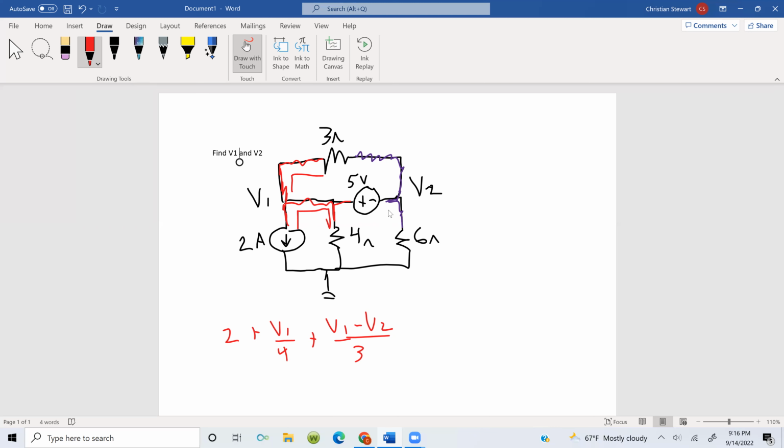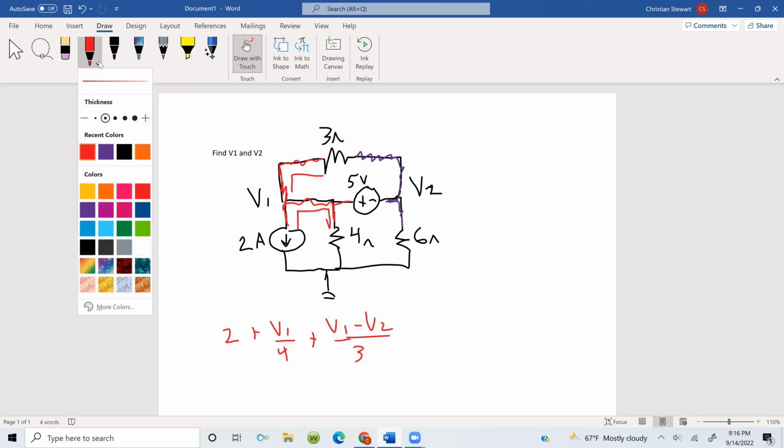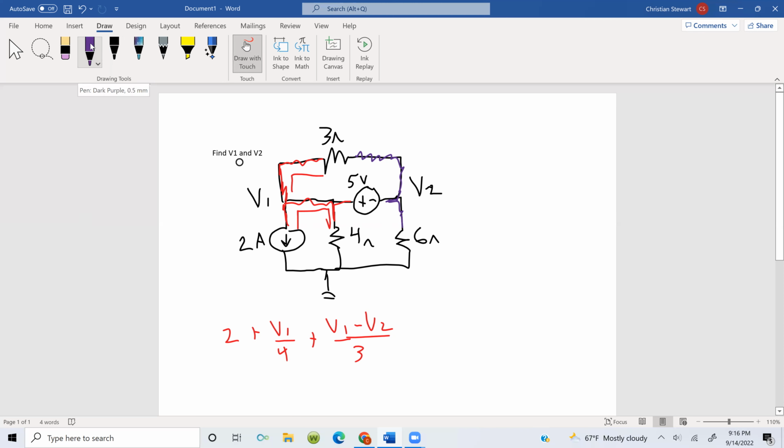Now we have that 5-volt source. So now all you do is, in the same equation, we're going to swap to blue to start writing for V2. So then it's going to be plus V2 over 6, then plus V2 minus V1 over 3 as well. And that's the first equation.